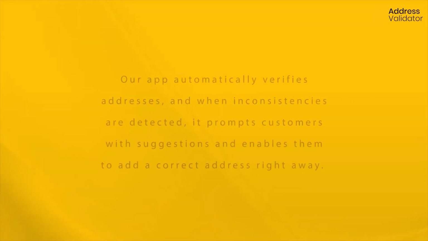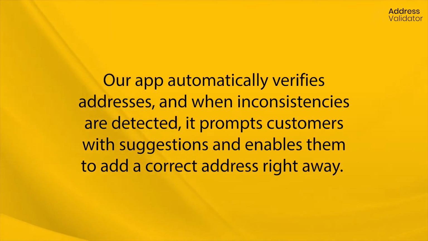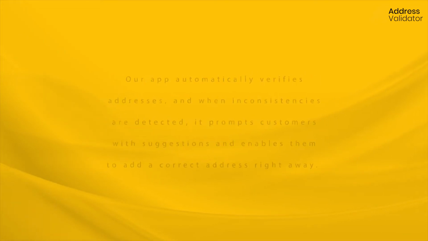An automated shipping address validator is the most effective way to verify data accuracy. Shipping address validation apps are increasingly popular among online businesses that want to switch from checking addresses manually to automating the validation process. And our app automatically verifies addresses, and when inconsistencies are detected, it prompts customers with suggestions and enables them to add a correct address right away.